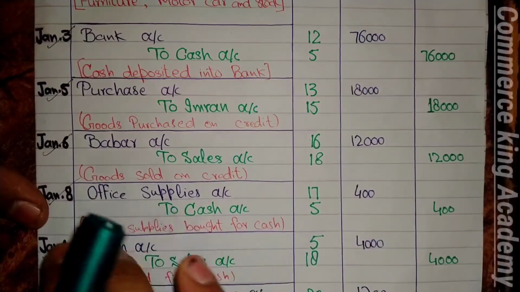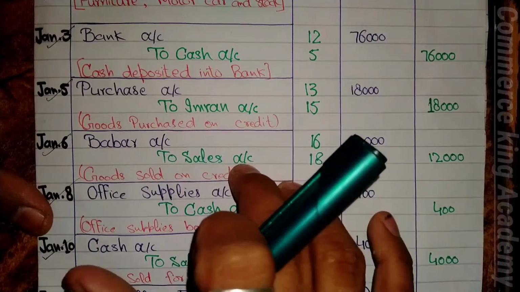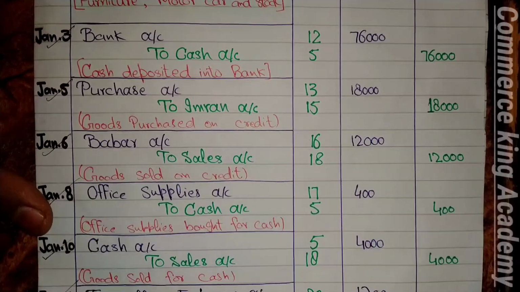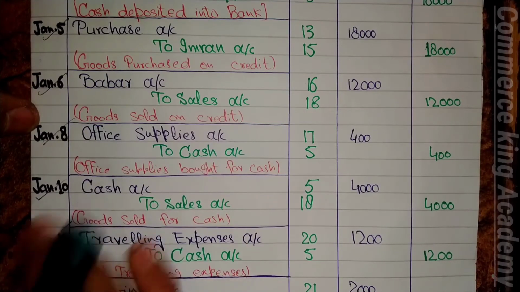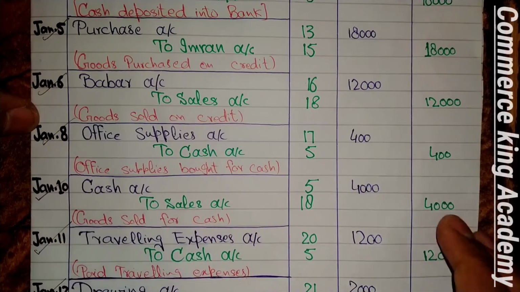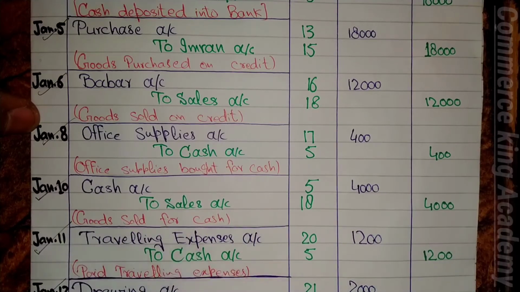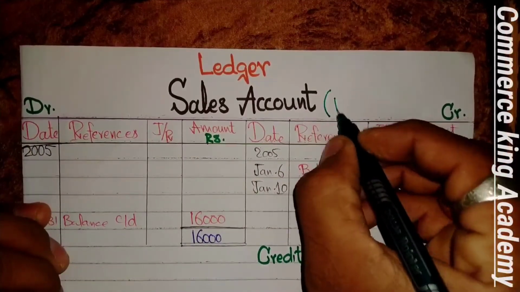First entry of sales account on Jan 6. Babar account debited, sales account credited. So sales account is credited by Babar account, amounted 12,000 rupees. After that, we have a sales entry in the Jan 10th transaction. Okay, so sales account is credited here by cash account amounted 4,000 rupees. Goods sold for cash. This is the ledger account of sales with ledger folio number 18.